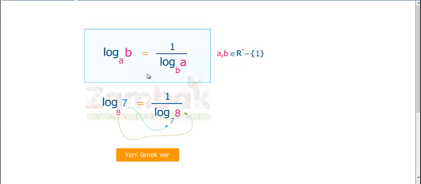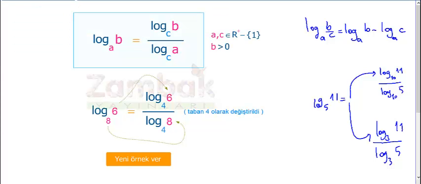Here, this was the property: logarithm base a of b is equal to 1 over logarithm base b of a. The main part and the logarithmic base are going to change their places. We are going to switch them. So logarithm base 8 of 7 should be equal to 1 over logarithm base 7 of 8, or logarithm base 8 of 6 is going to be equal to 1 over logarithm base 6 of 8. We are going to replace them.